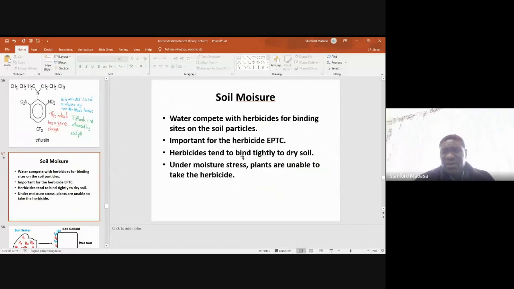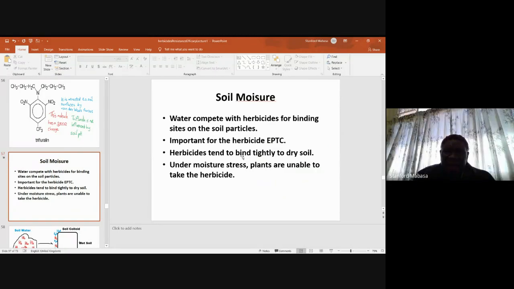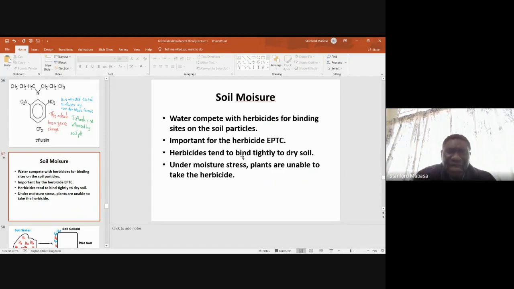Now soil moisture. We are talking of what can happen to the herbicide when it is applied to the soil. We said it can be attracted by soil particles, or sometimes it can be neutral, not attracted by soil particles. Water can play a very important role. So let us focus on soil moisture. Water competes with herbicides for binding sites on the soil particles.